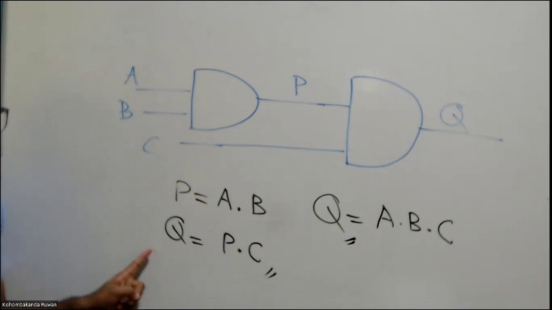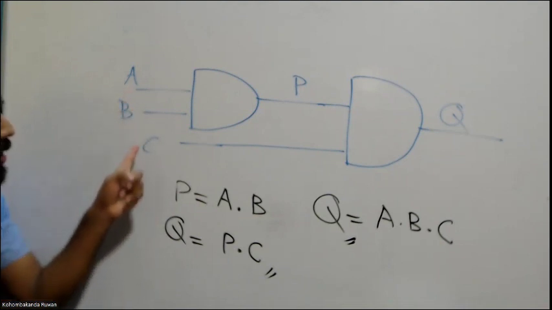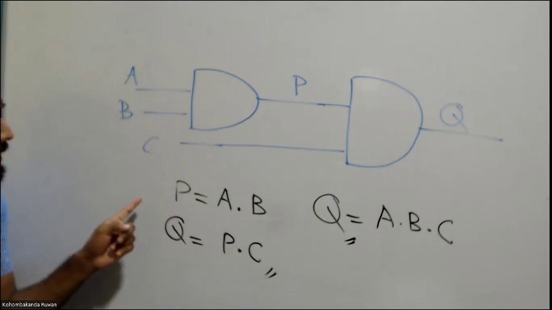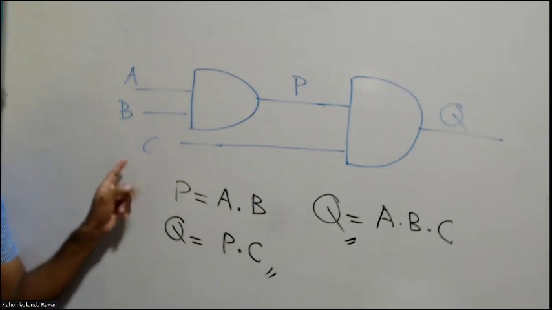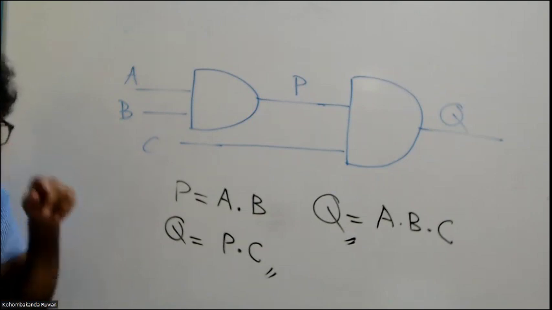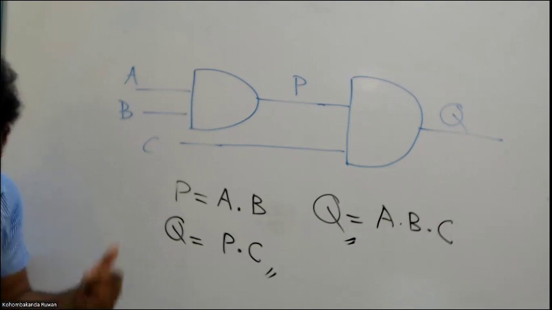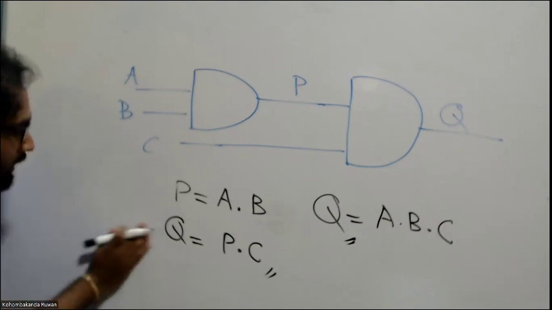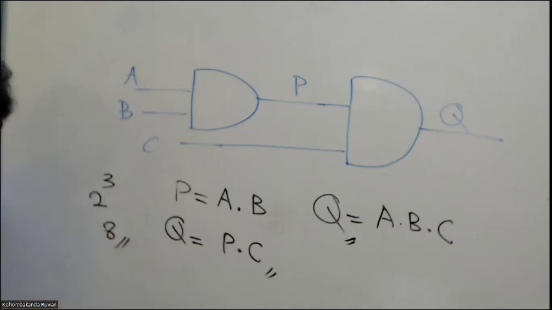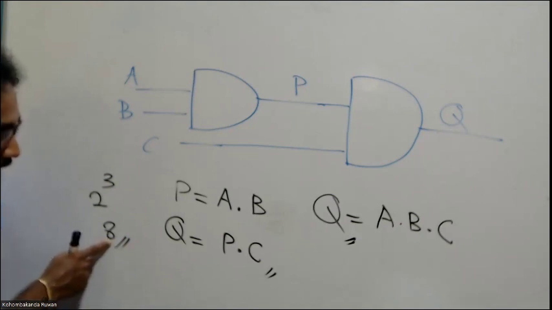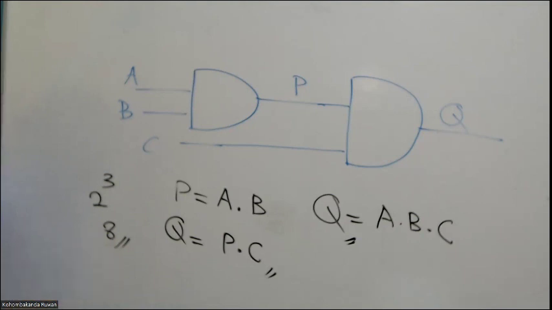The next question is how many states, how many outputs will there be? There are three inputs here: A, B, and C. How many? 8, right? How can you say that? 2 to the power 3 means 8. When you write the truth table, you have to write 8 states. We will write it next.